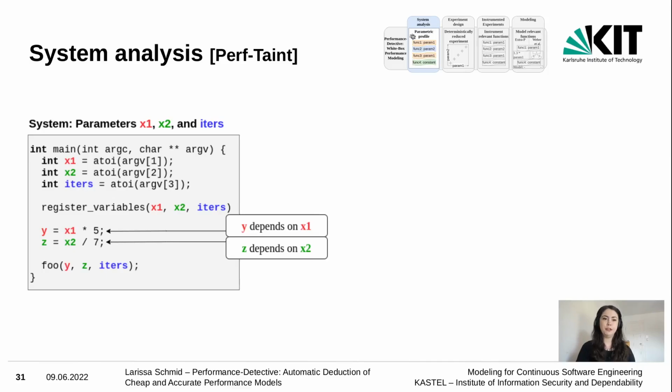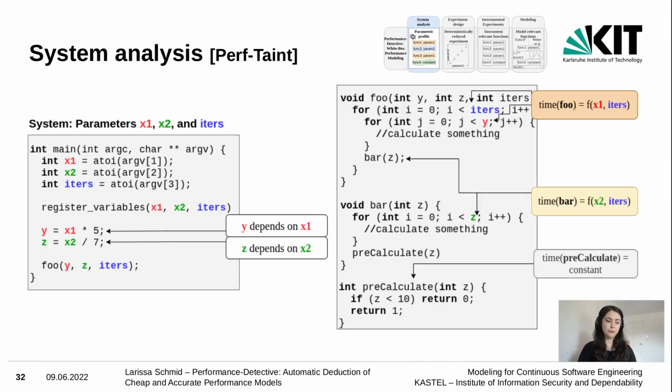First, by introducing the system analysis we use, which is perf-taint, by a simple example program. So here on the left, you can see the main routine of the program, where the input parameters are read in, which are x1, x2, and iters. Variables are assigned, and then the first main computation routine foo is called, where foo first iterates over iters, then over y, calls bar later on, which itself iterates over z, and then calls precalculate.